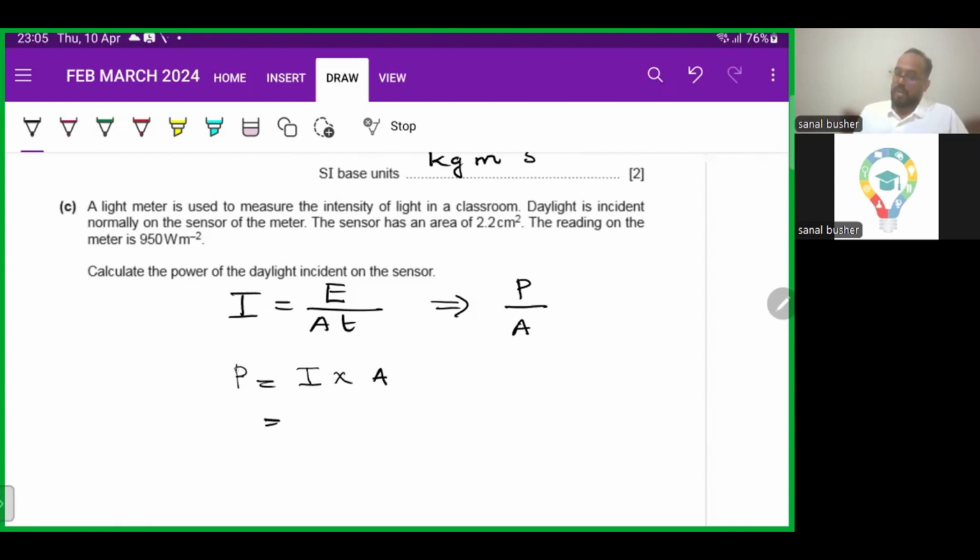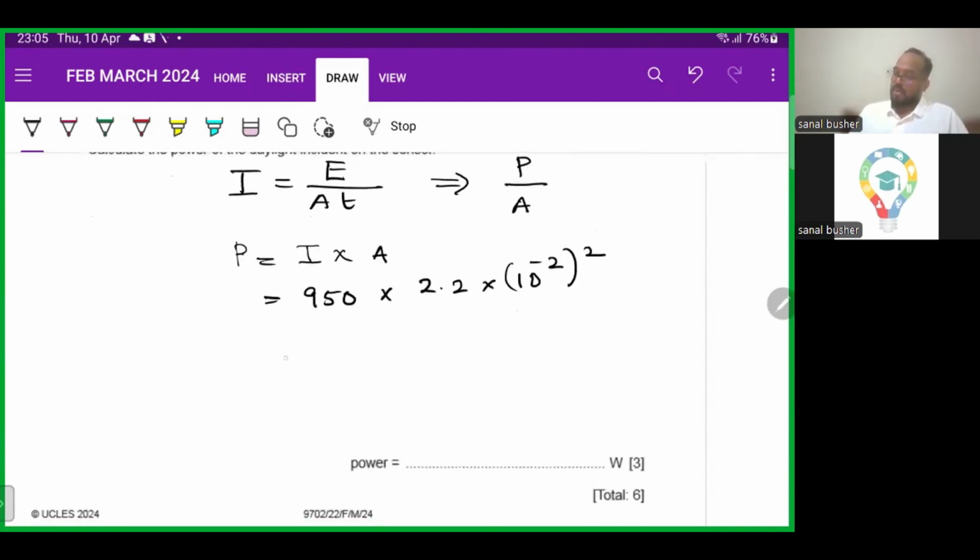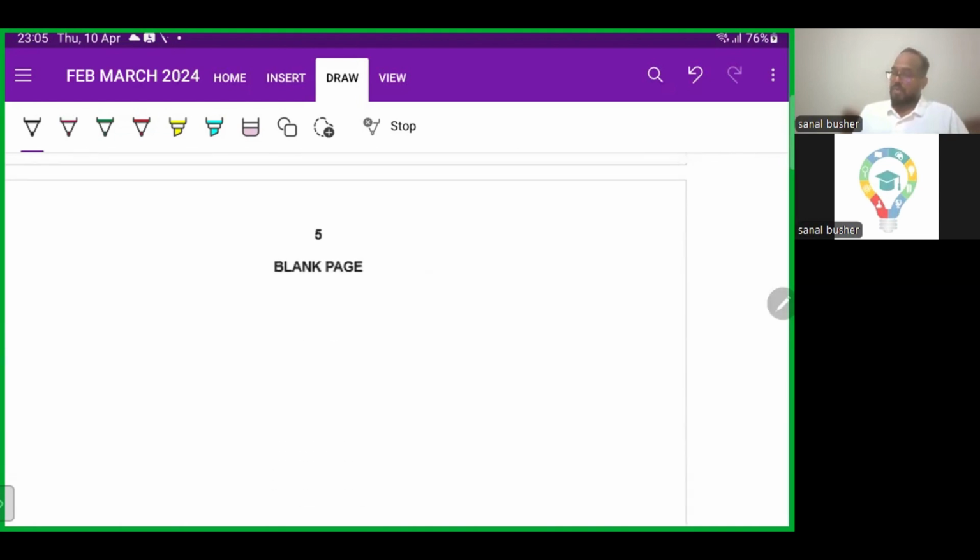So I is given as 950, times area. Area is 2.2 centimeter square, so centimeter square you need to convert. So 2.2 times the centimeter conversion 10 to the power minus 2. This you need to square, because it is centimeter square. When you put these values in the calculator, 950 times 2.2 times 10 to the power minus 4, it will be 0.21. The unit is watt, so you can write it as 0.21 watts. We'll move on to the next question.